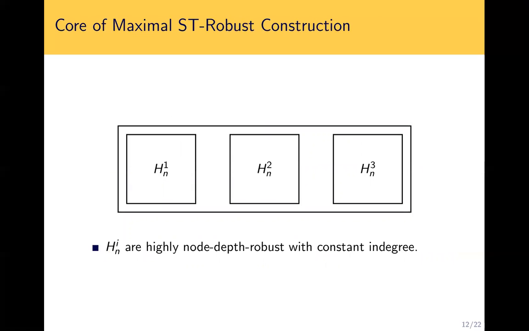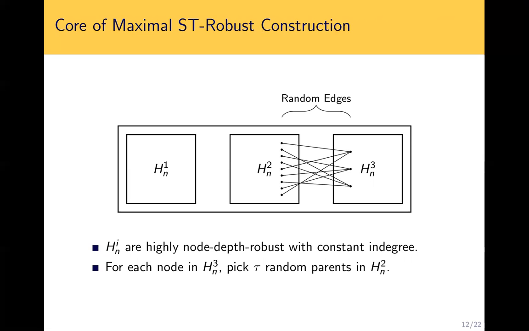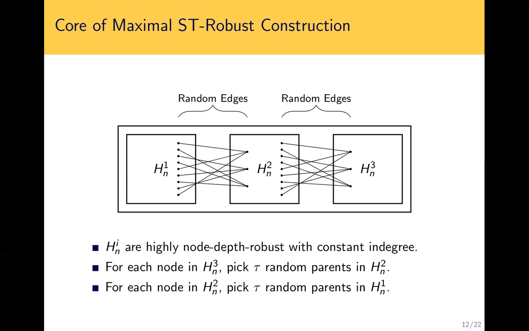So the core of our maximal ST-robust construction consists of three copies of a highly node depth robust graph that has constant integrity. We call them, say, H1, H2, and H3. For each node in H3, we pick, say, tau random parents in H2. Tau is just a parameter that we can adjust, but it's a constant. And again, for H2, we pick tau random parents in H1. So every node in H3 has some number of random parents in H2, and every node in H2 has some random parents in H1.